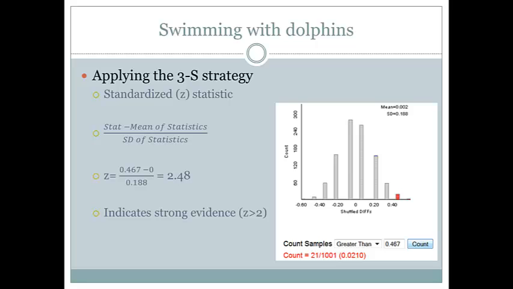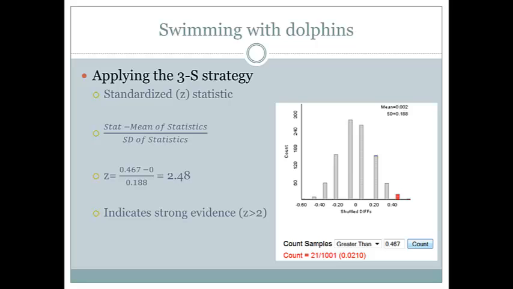A standardized statistic can be obtained by taking the observed statistic minus the mean of the statistics under the null hypothesis divided by the standard deviation of statistics simulated from the null hypothesis. To obtain this, we can take our observed statistic, 0.467, minus 0. 0 is the value of the mean of the statistics if the null hypothesis is true, divided by the standard deviation of the statistics, which we obtain from our simulation, 0.188. This gives us a standardized statistic of 2.48.